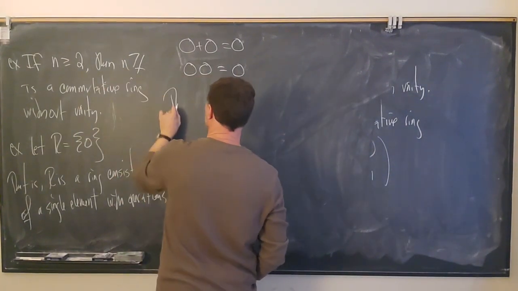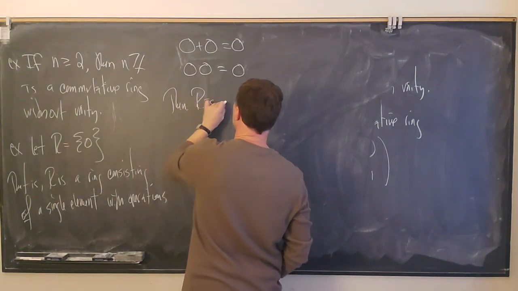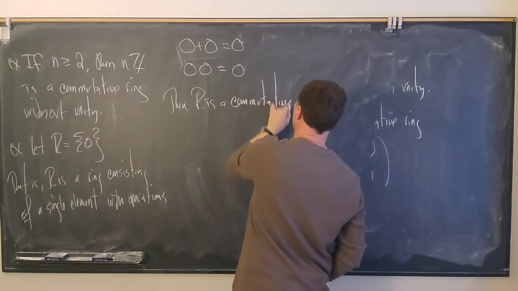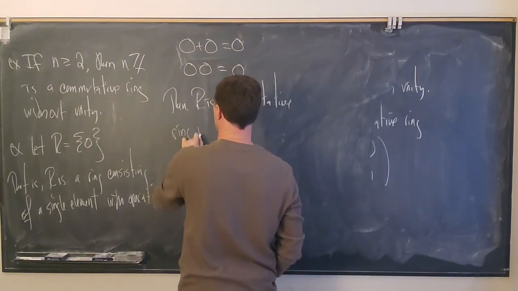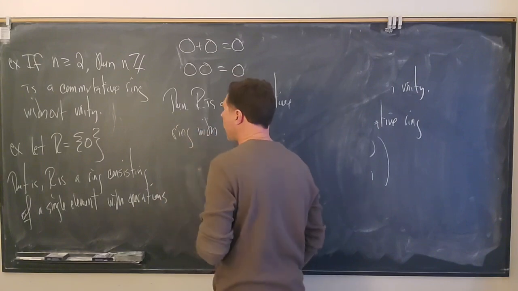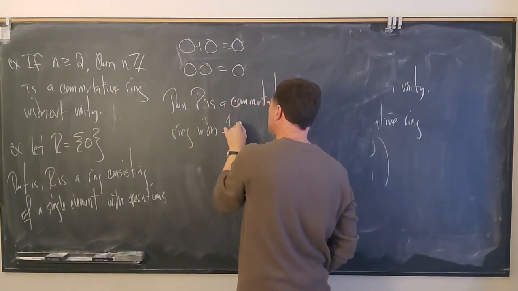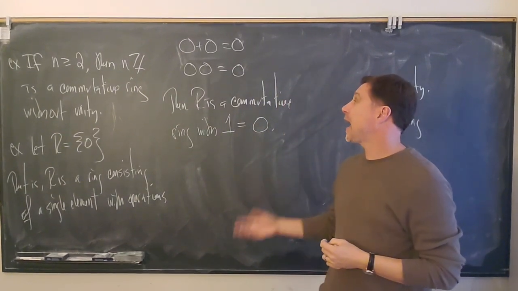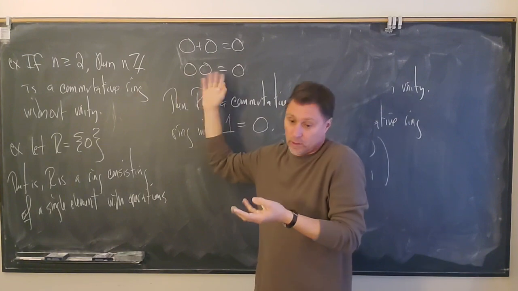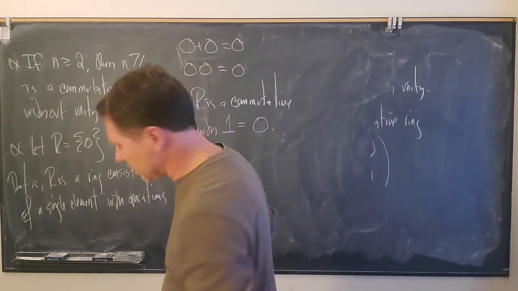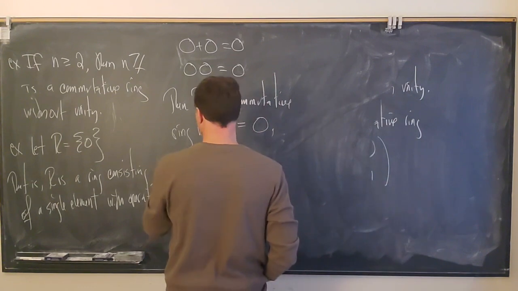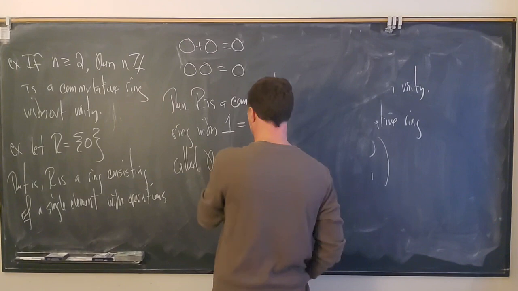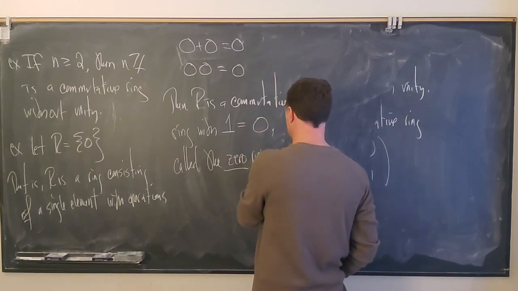Then R is a commutative ring with unity, but in this case, the unity element is actually the 0 element. The element that behaves as a multiplicative identity has to be the only element that's in there. And this has a name, called the 0 ring or trivial ring.